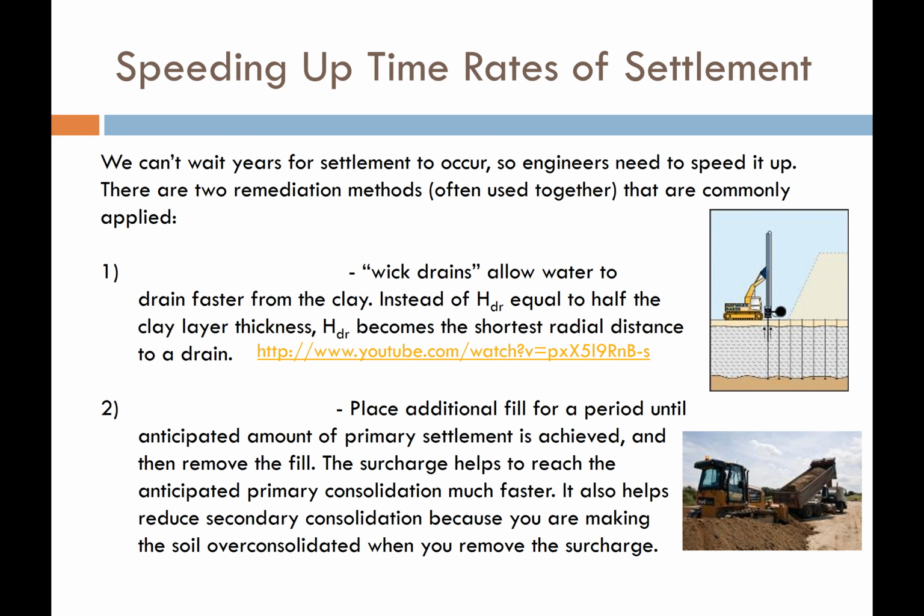These two methods are commonly employed together, but I'm going to introduce them to you one at a time. The first is improving the drainage using what we call wick drains. Wick drains is kind of the layman's term for it. Really what they're called are prefabricated vertical drains. That's the more appropriate technical term, or PVDs is another name for what they're called.